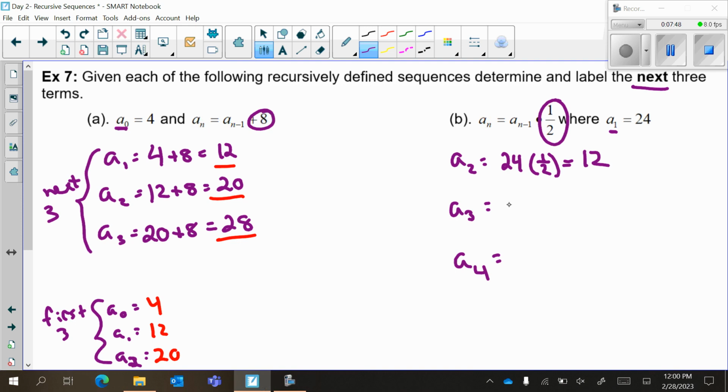Now the previous term is 12, times 1/2 is 6. Now the previous term is 6, times 1/2 is 3. So the next 3 terms are 12, 6, 3. And that kind of makes sense that we are decreasing because what you're multiplying is less than 1. And remember, with exponential equations, if you're multiplying by something less than 1, then you're decreasing.